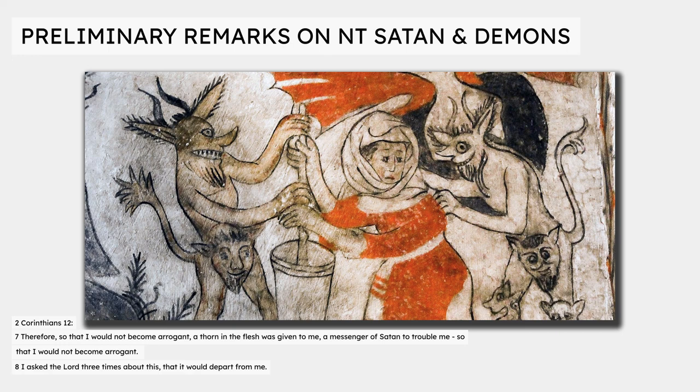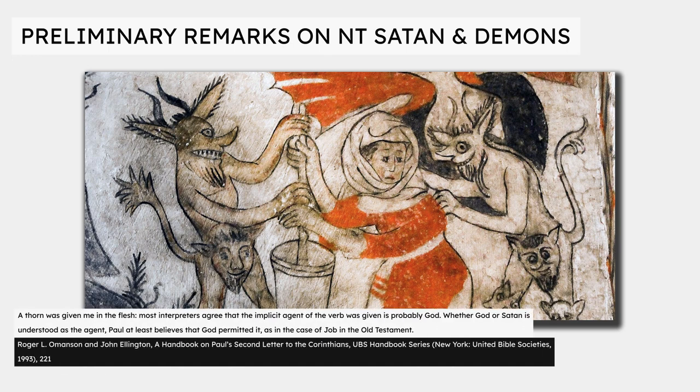The word translated messenger is literally the Greek word angelos, typically used in the New Testament for angel, though it basically does mean a messenger of any kind. Translators hesitate to render it angel here, since whatever the messenger of Satan is, Paul clearly implies it was sent by God. The United Bible Society Handbook for Translators states, quote, "Most interpreters agree that the implicit agent of the verb was given is probably God," end quote, adding that, quote, "whether God or Satan is understood as the agent, Paul at least believes that God permitted it, as in the case of Job in the Old Testament," end quote.